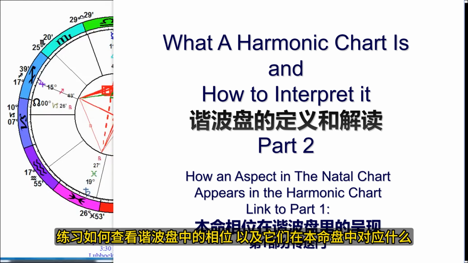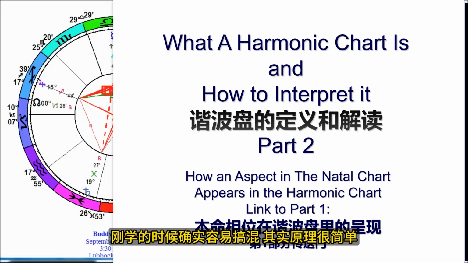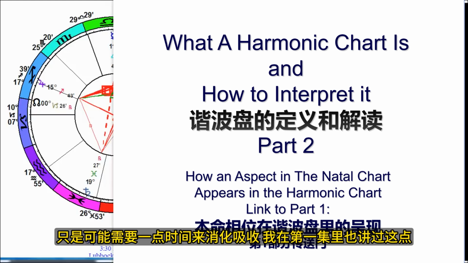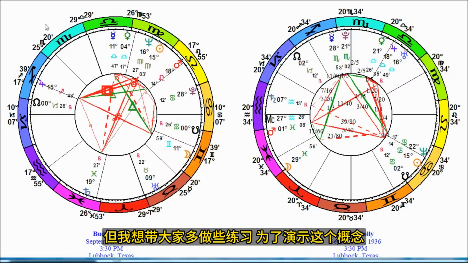What I'm going to do in this tutorial video is give some practice in looking at aspects in the harmonic chart and seeing what they are in the natal chart, because this can be slightly confusing when you first learn it. It's actually simple, but it may take a little while to sink in. I mentioned this in the first video, but I want to give some practice with this.